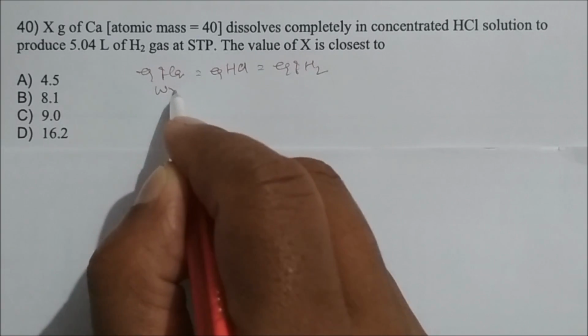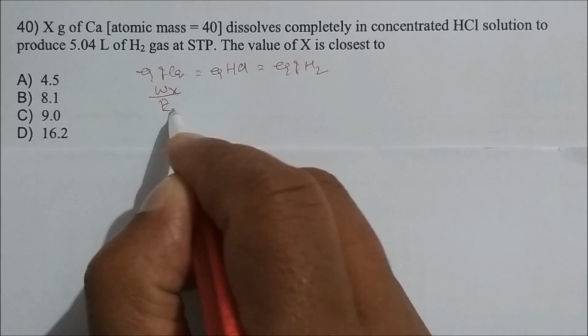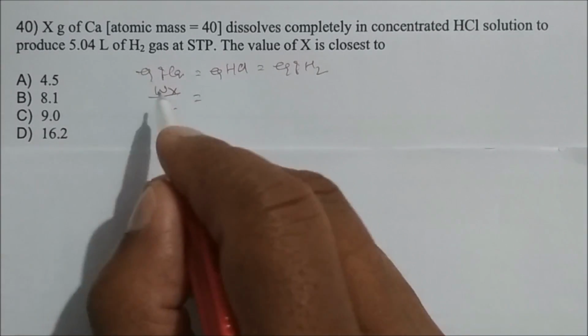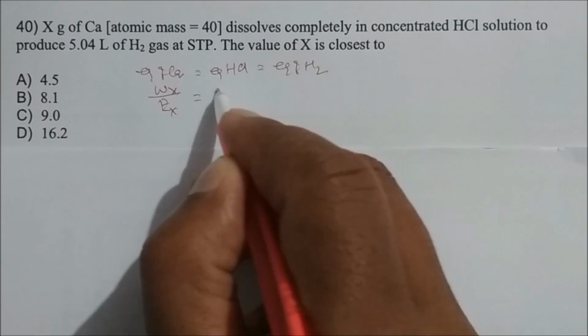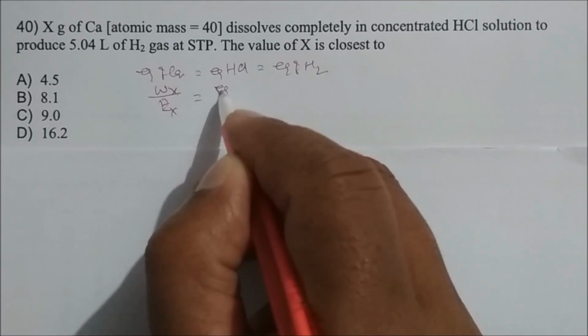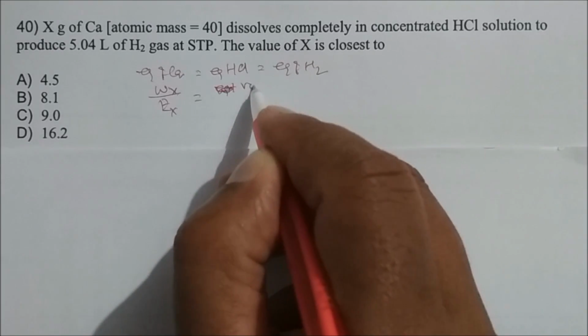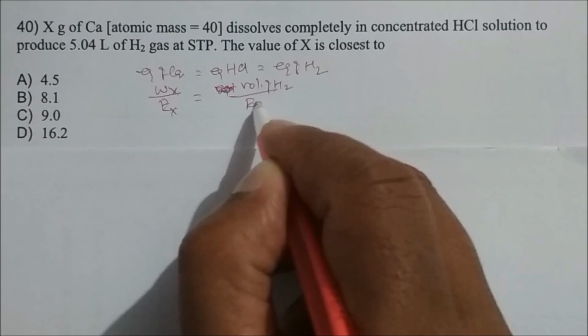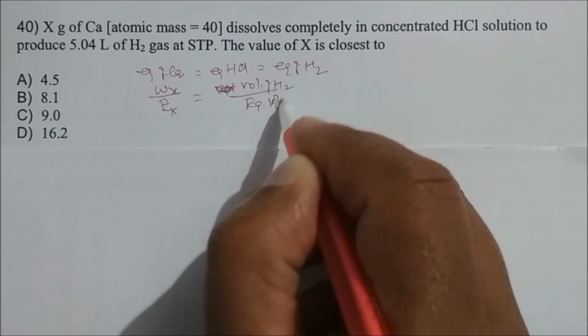So we can say weight of calcium, that is X, divided by equivalent mass of calcium, and this is equal to equivalents of hydrogen. You can take it in terms of liters also, equivalent volume of hydrogen. We can say volume of hydrogen divided by equivalent volume of hydrogen. You can say it like this.